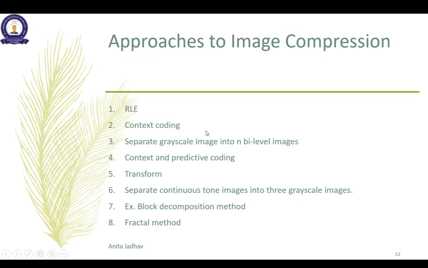It can work for a bi-level image, or it can work for continuous tone images also. Now, what is context coding? Context coding says that I will find out one pixel. Suppose the current pixel has color C. Then the past pixel, or the immediate neighbors, can also have the same color. So in context coding, you find the current pixel color, and then you look at the past pixels and the future pixels also.